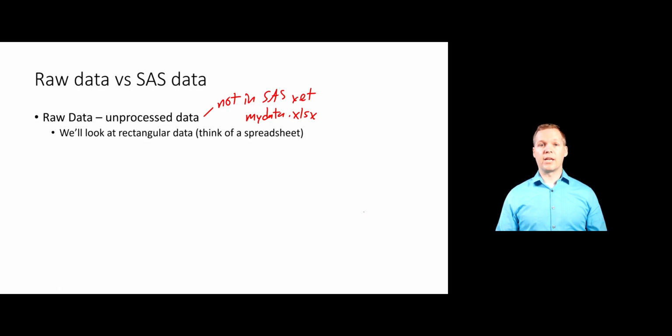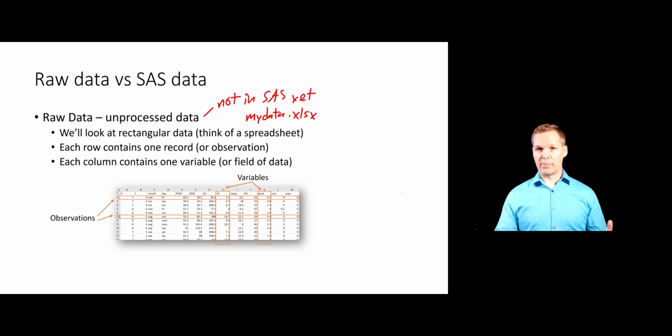We're going to stick to thinking about rectangular data. Of course, there are more complicated forms of data out there, but we're going to think about rectangular data sets that we can imagine as being a spreadsheet. And remember with this, each one of our rows are going to usually contain what we call an observation on some variables. So the columns are going to represent our variables or our fields of data.